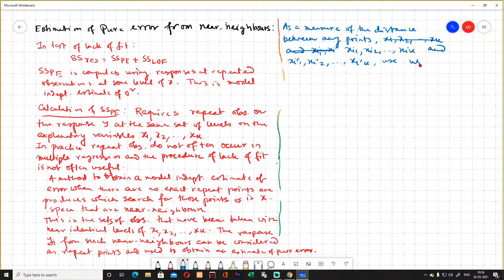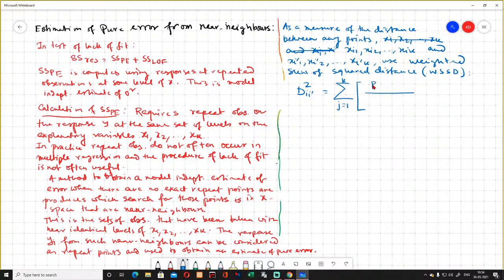Use weighted sum of squares, sum of square distance, WSSD, where Dii dash whole square is defined as the sum over j from 1 to k of beta j hat times xij minus xi dash j, whole square, divided by root over MS due to residual. So this should be here. Okay.